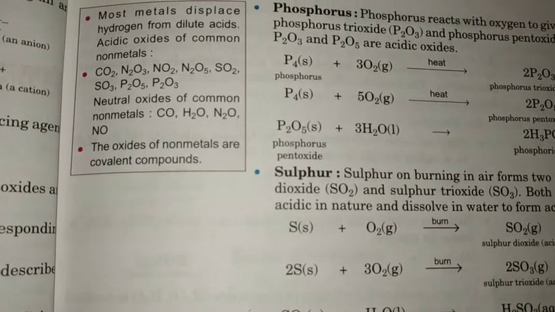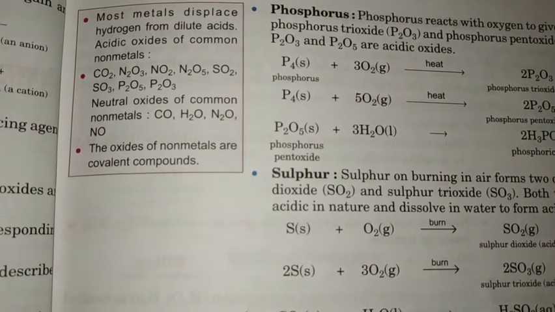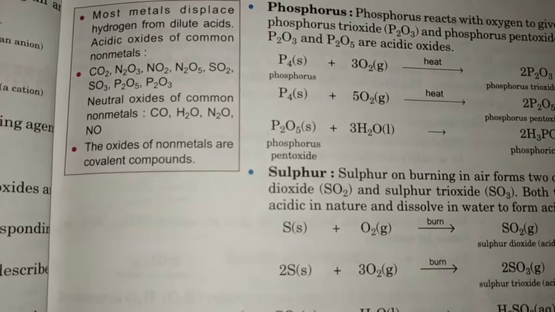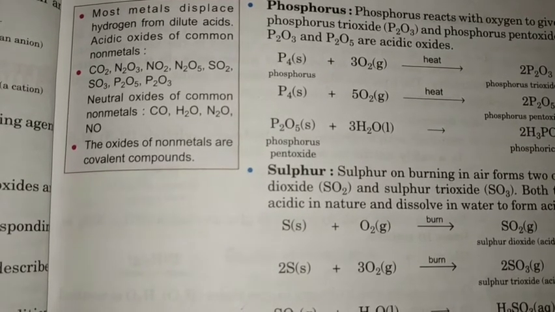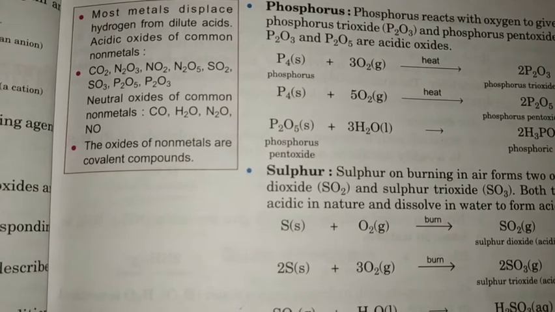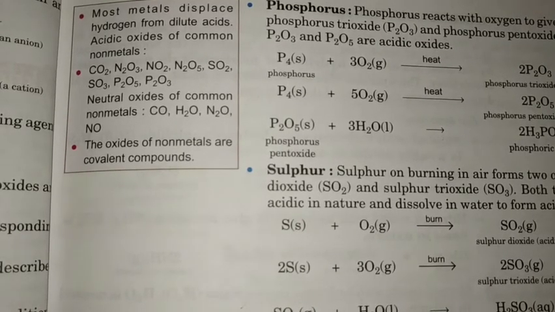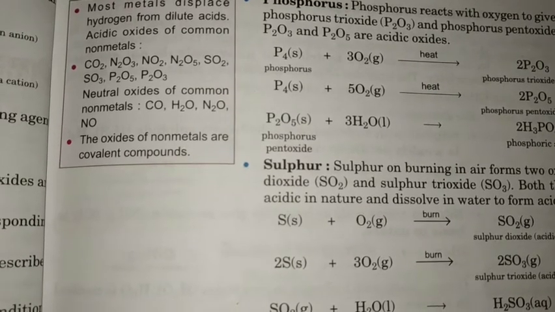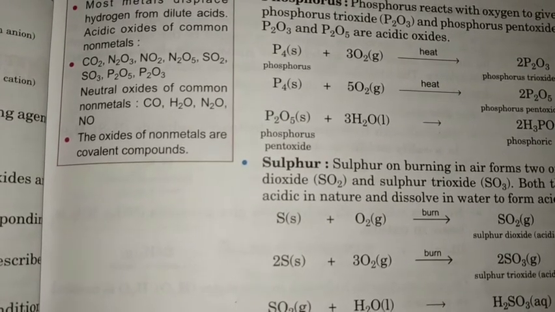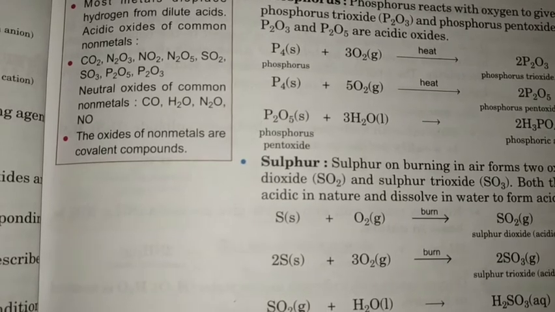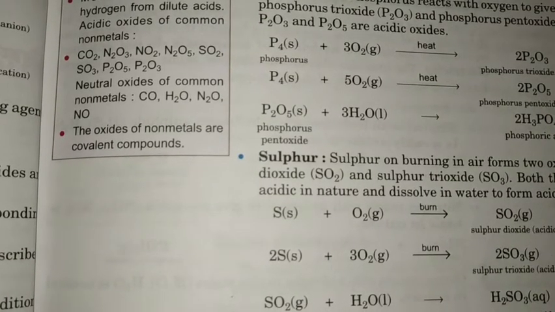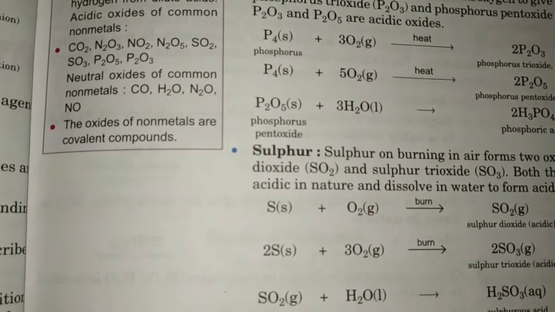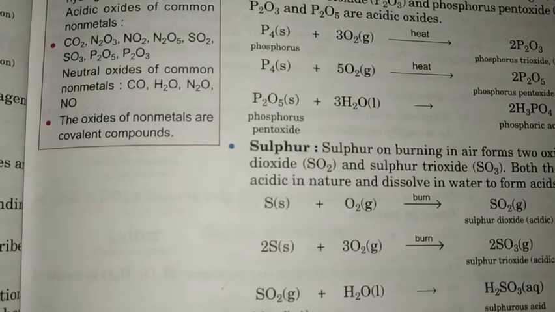Now in this bracket, what is written? Let's see. Most metals displace hydrogen from dilute acids. Acidic oxides of common non-metals: CO2, N2O3, NO2, N2O5. Sulfur dioxide we have just discussed; we are going to discuss it in the next topic. Neutral oxides of common non-metals: carbon monoxide is neutral in nature, and three more, that is water, you know water is neutral, N2O is neutral and NO, nitric oxide, is neutral.